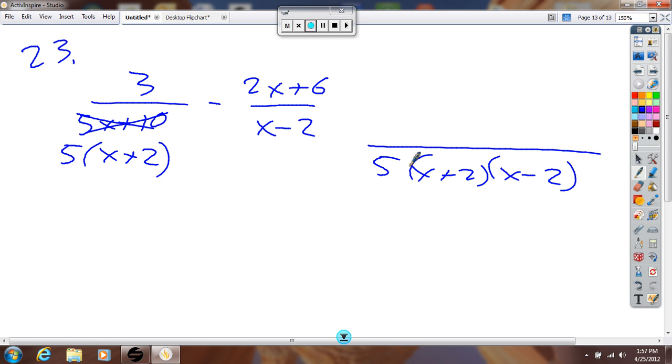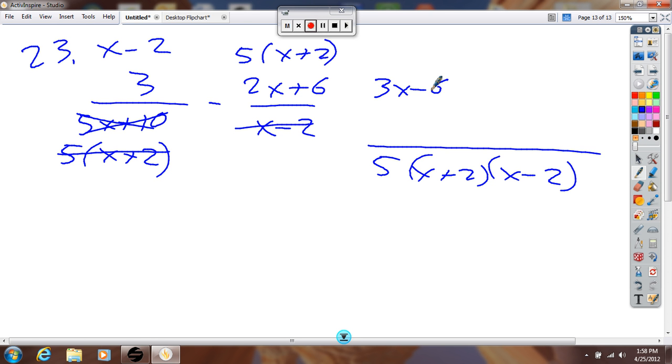When I take this and cancel down here, what's left? X minus 2. So that goes on top. When I take this and cancel, what's left? 5x plus 2. 5x plus 2. And now these are gone. All right, so what do I have? 3 times x minus 2 is 3x minus 6.